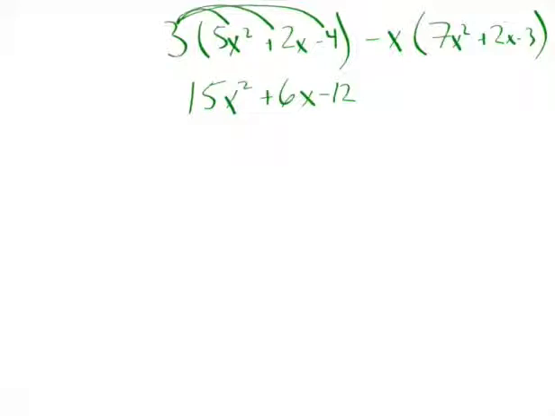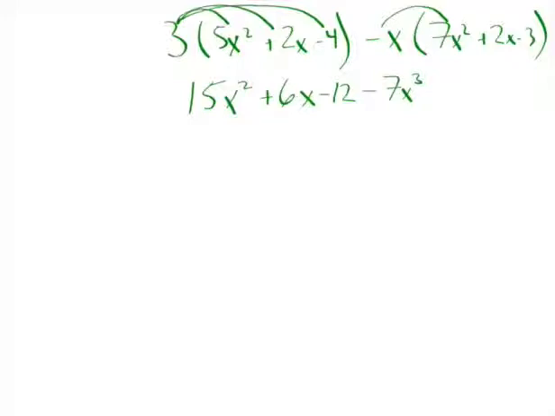We're going to continue with our second parentheses, and remember, we need to attach the sign that's in front of that x. So this is negative x times positive 7x squared. That will become negative 7x cubed. Remember, when we multiply exponents, you add them together. So we have an x to the 1 power and an x squared.